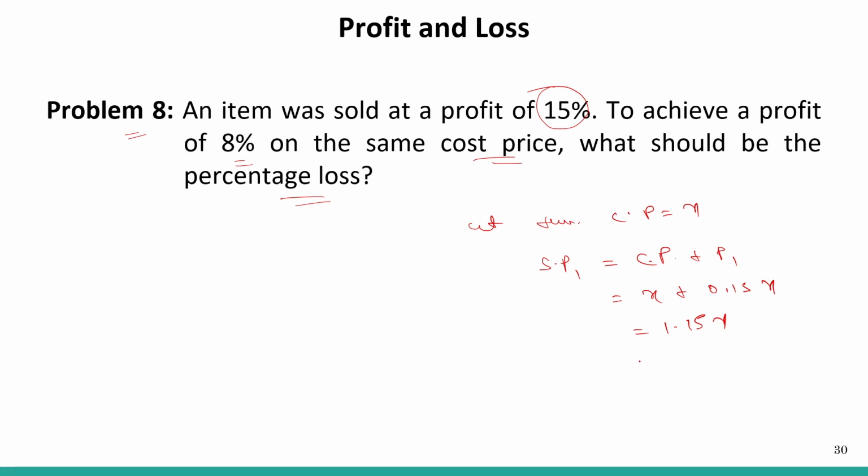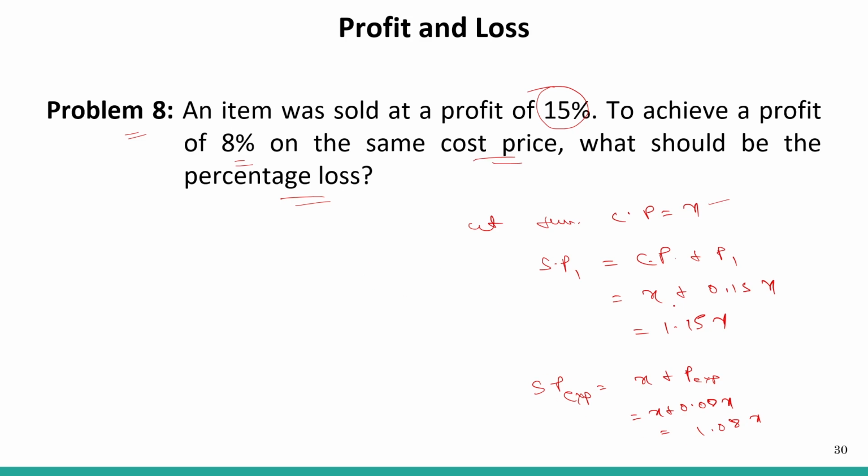Okay, so to achieve a profit of 8% on the same cost price, so the cost price is this much, so the expected SP is equal to what? X plus, that is CP plus the expected profit, equal to X plus 0.08X, right? So it will be 1.08X. Okay, so this much selling price we need.